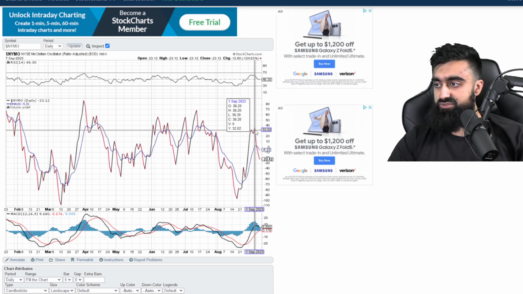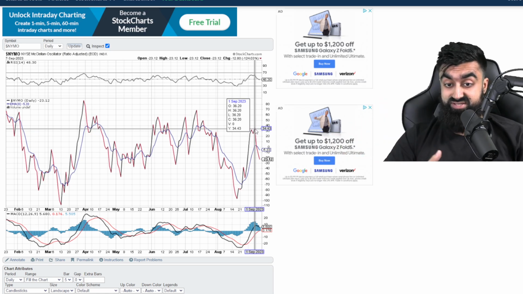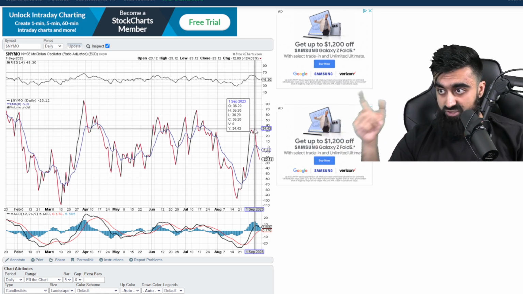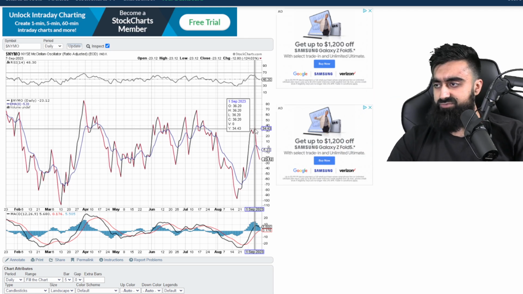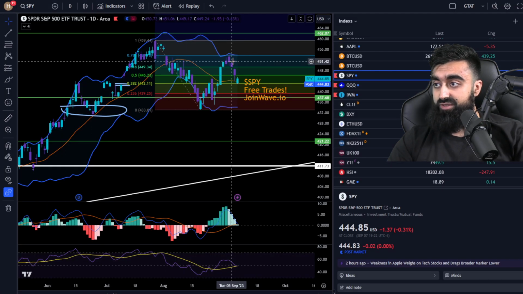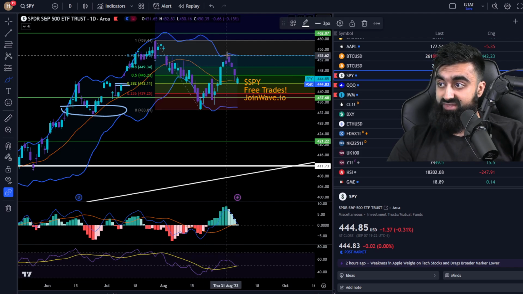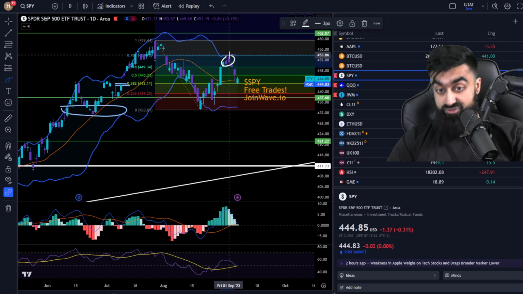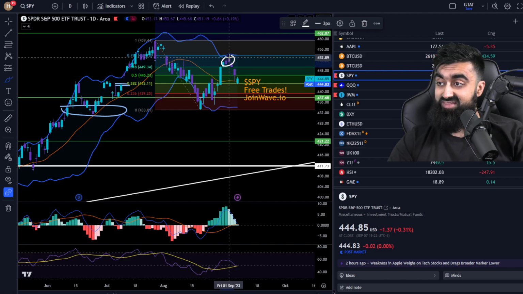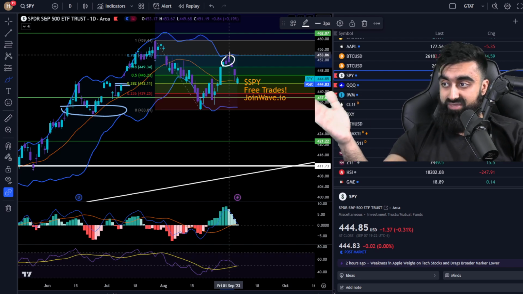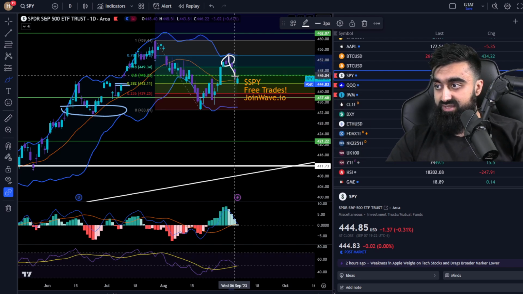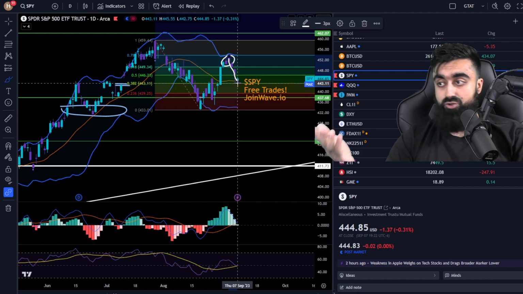The day that it turned red, for example, was on September 1st. So we can look at what was going on with the S&P 500 on September 1st. Let's go ahead and do that. September 1st was the top here at 453. So this gave a really good sell signal, and the NYMO became red after this red candle, and now it's continuing to show bearish momentum.